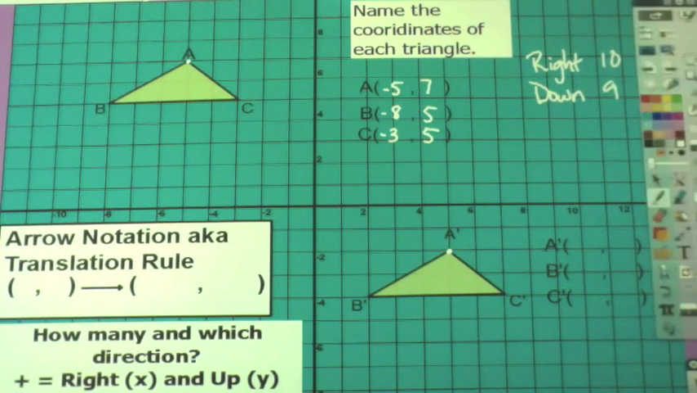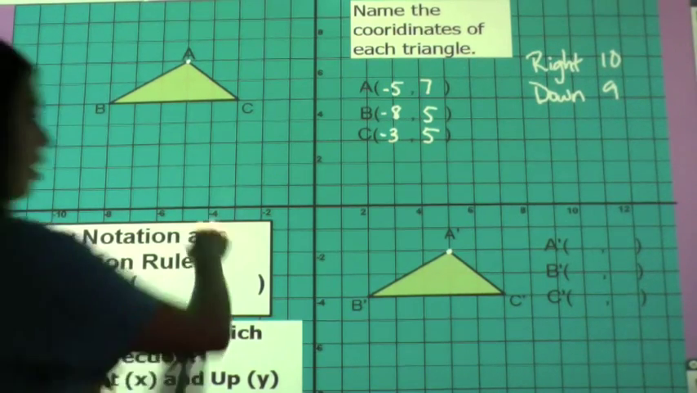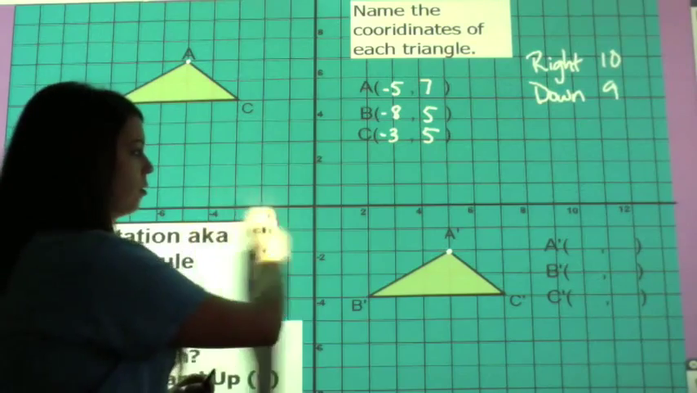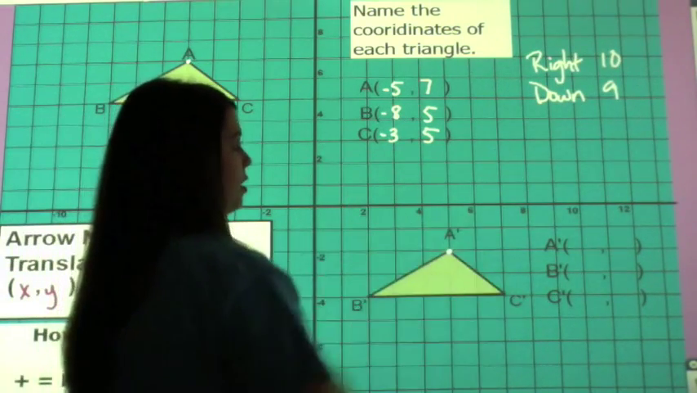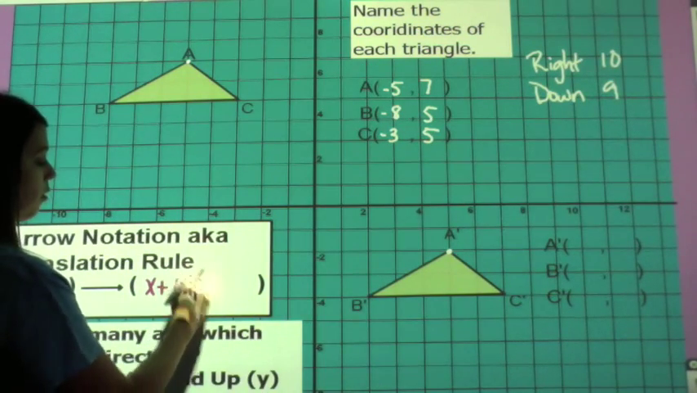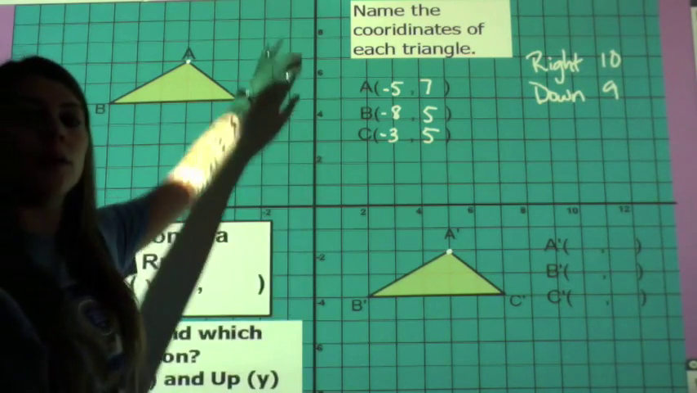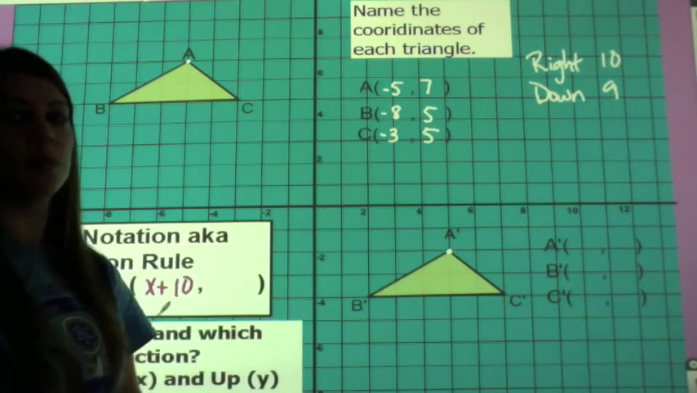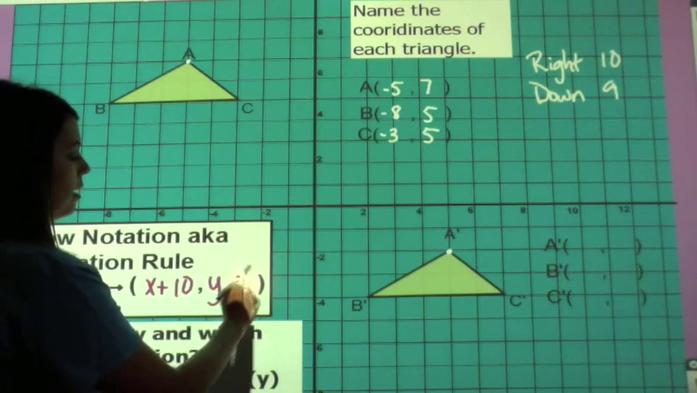So then we need to come up with our arrow notation rule over here. It always starts with x, y. When you move to the right or left, you're talking about the x-axis, the horizontal line here. When we move to the right, notice our numbers are positive, so our rule is going to be x plus however many it moved. In this case, it moved 10. When we move up or down, we're on the y-axis. In this case, we moved down, so down is negative, so it's going to be y minus 9.